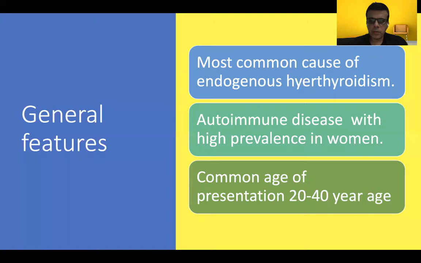Graves' disease is regarded as the most common cause of endogenous hyperthyroidism, having a very high incidence in women, generally of 20 to 40 year of age group, having a clear cut autoimmune basis that is being established.